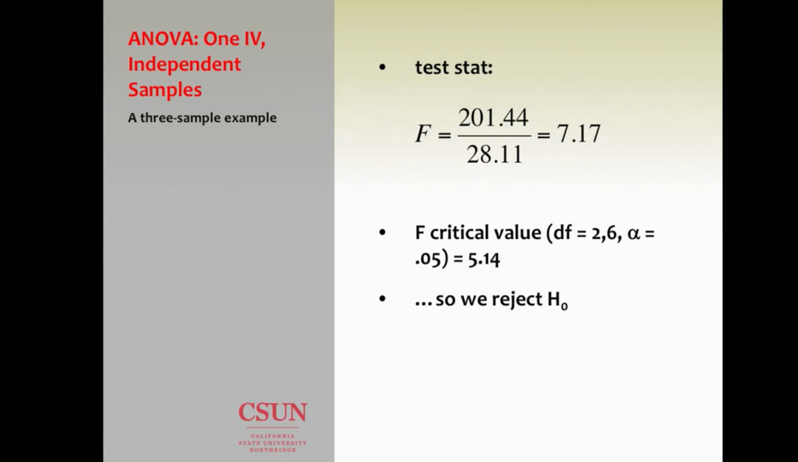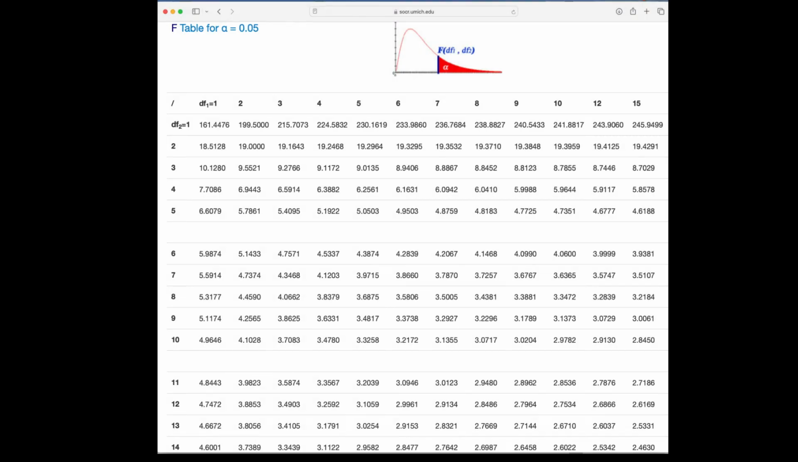All right, so where does that 5.14 come from? Well, first of all, we have degrees of freedom 2, 6. That is your degrees of freedom between, also known as df1, and your degrees of freedom within, also known as df2. So then we go to our table. This is our table that's linked on your Canvas page. df1 goes across the top here. df2 goes along the side here. So our degrees of freedom between is df1. That value is 2, so that's column 2. Just have to be able to read the table.